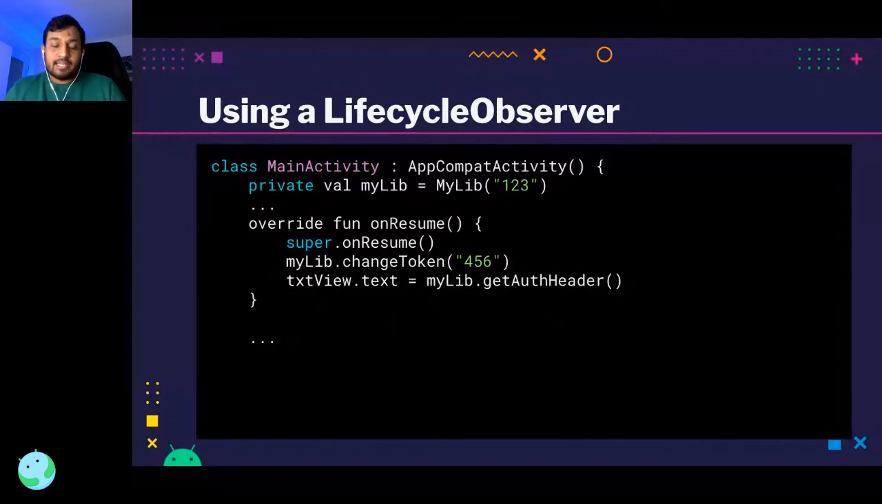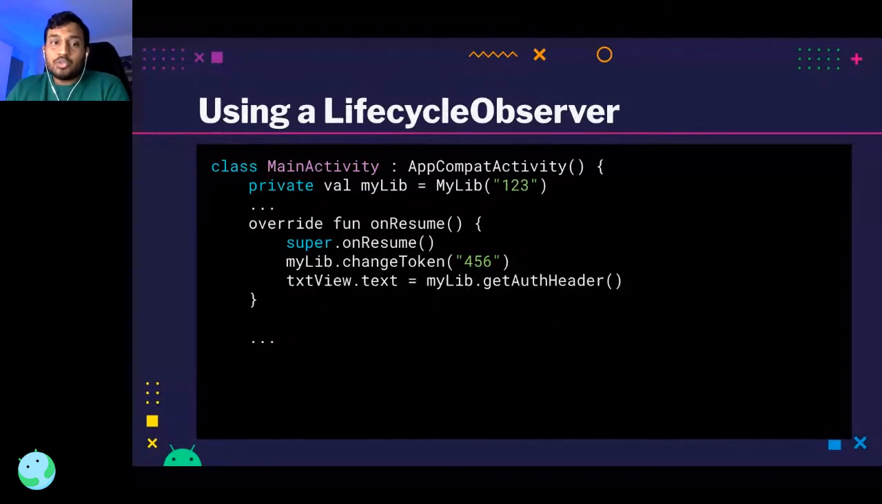So what is happening here is that because you have created your MyLib class as a DefaultLifecycleObserver, it's going to start observing the lifecycle once you have added it as an observer. And then it will not initialize in the onCreate, but it will only trigger the changeToken when it has gone through the onStart. And then when it goes to onStop, it will reset it. So that's another way of initializing a library, observing the lifecycle state.